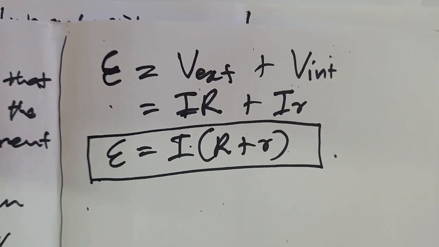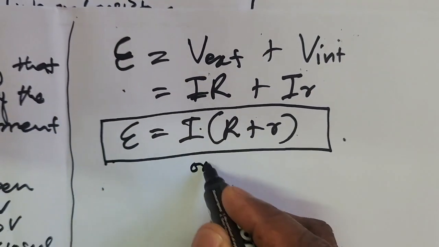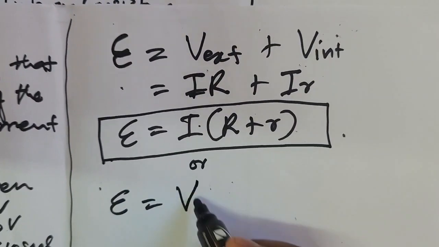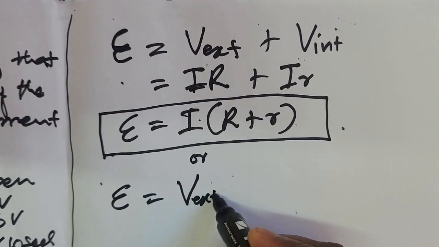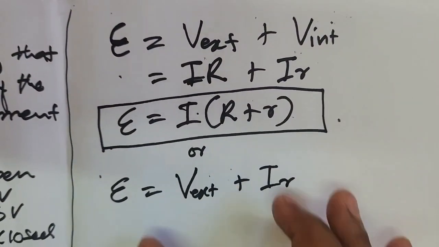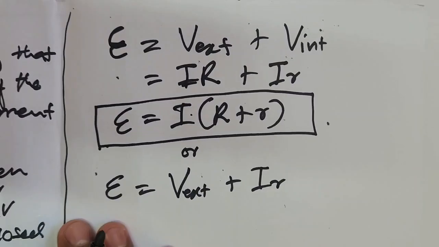So this is the formula that you find in the formula sheet. But remember, you can use this one, which you don't find in the formula sheet. It is a very important formula: EMF equals V external plus Ir. Remember, this is where the two graphs in this section are coming from.